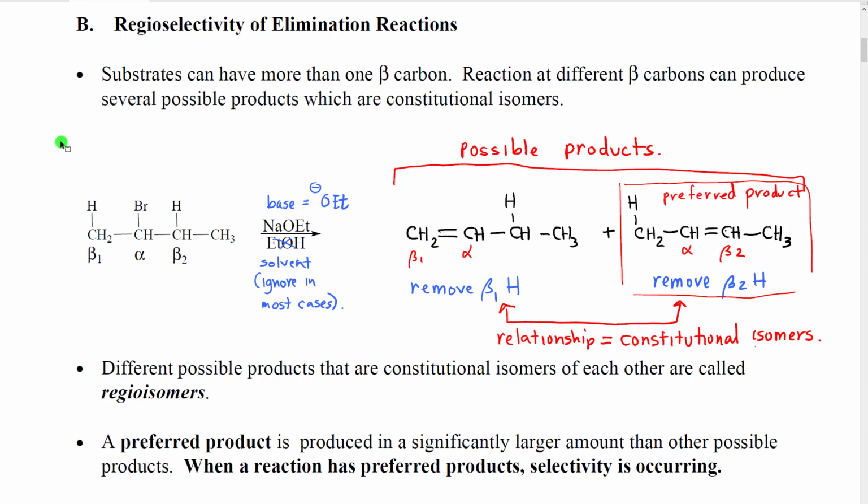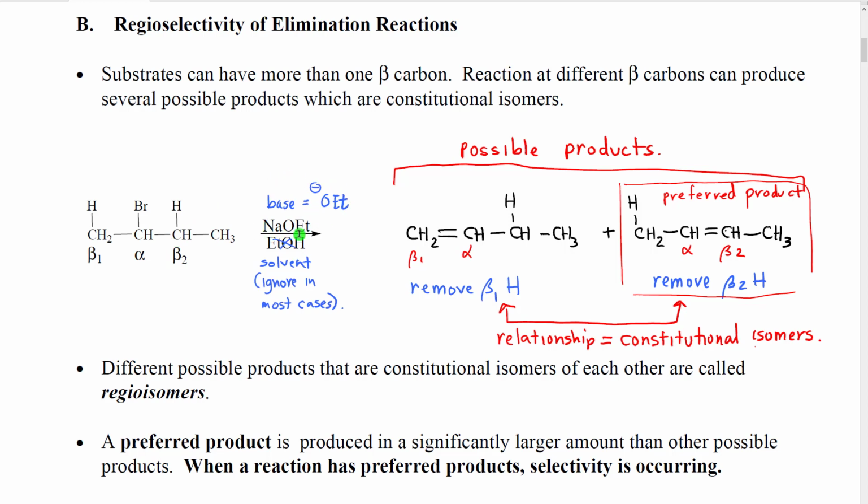Now, when we do the E2 reaction, it turns out that many substrates will have more than one beta carbon. If those different beta carbons also have hydrogens, then we have the possibility of reacting at several different locations in the same molecule. And those products that would be produced would be constitutional isomers of each other. So if we look at this example, we have 4 carbons, the bromine is attached to the second carbon, and then I've highlighted hydrogens on the 2 adjacent beta carbons.